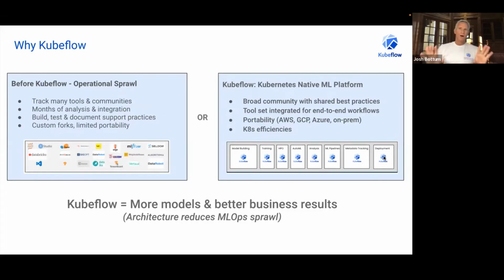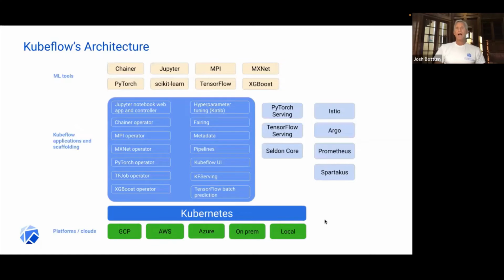But really, all of that comes down to Kubeflow helps you build more models, have better business results. That's what the executives are looking for. And from an architectural standpoint, it reduces your MLOps sprawl. When you look at it from an architectural standpoint, you have these ML tools up here that we've talked about. Kubeflow helps provide these operators and CRDs and other types of tools that run on these types of dependencies, Istio, Argo, Prometheus, all this running on a Kubernetes platform. And then that allows you to run on GCP, AWS, Azure, on-prem, local.